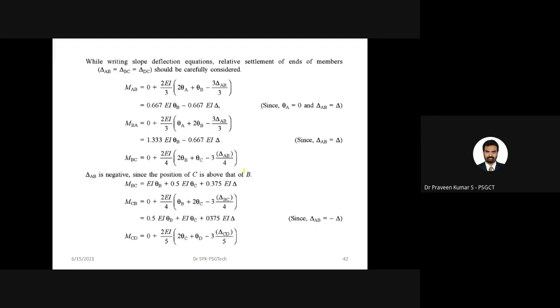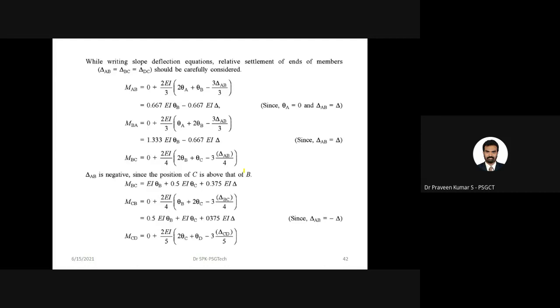So as we are aware, MAB equal to 0, since there is no fixed end moment. 0 plus 2EA by 3, 2 theta A plus theta B minus 3 del AB by 3. So here del AB, we can assume it as del, and theta A will be 0. So del AB equal to del. Substitute the value: 0.667 EA theta B. Resolving the equation, you will be getting 0.667 EA theta B minus 0.667 EA del.